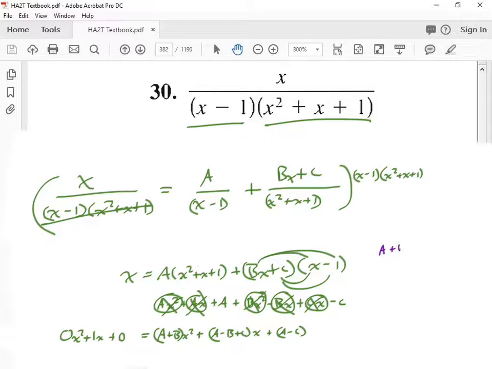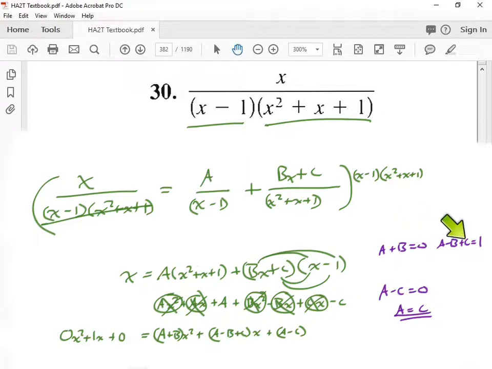A plus B equals 0. And then we've got A minus B plus C equals 1. And then we have the last one, A minus C equals 0. Oh, check that out. A equals C. Hey, that's important to know. This will really help us out here. If A equals C, we can get these other ones done really quickly. I think C equals 1. Oh, you do you.